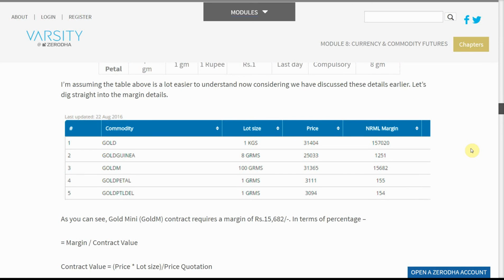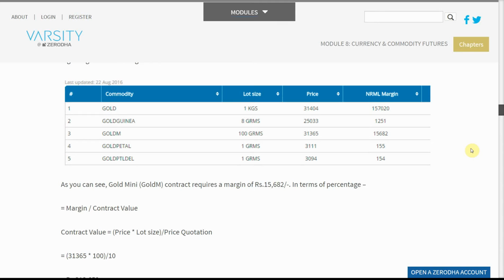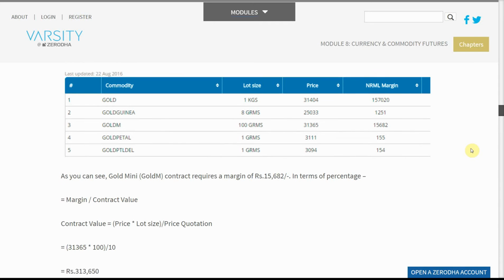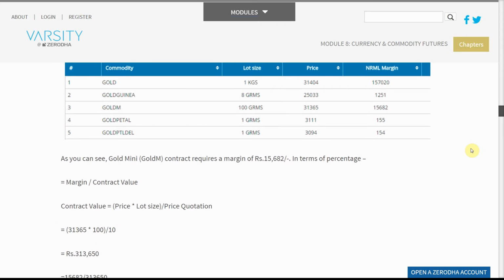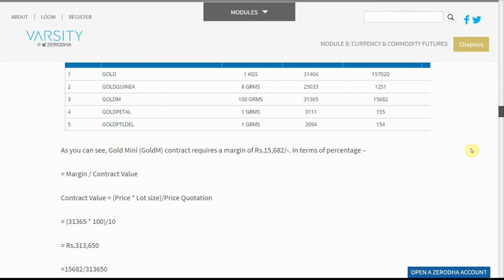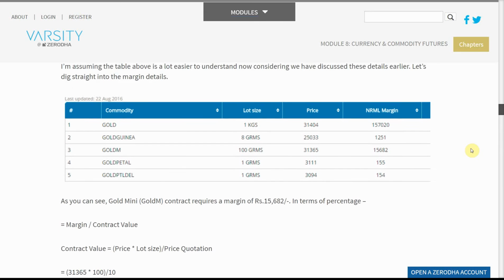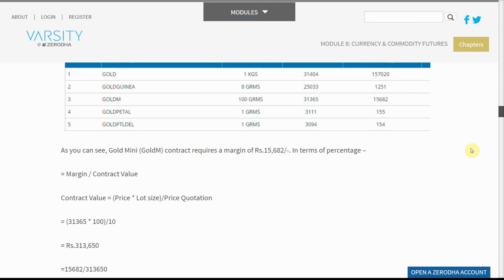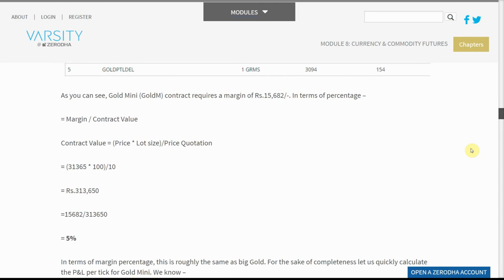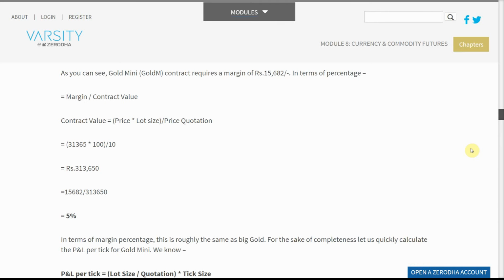As you can see, the Gold Mini contract requires a margin of 15,682 rupees. In terms of percentage, it equals margin divided by contract value. Contract value equals price quotation times lot size, which equals 31,365 * 10 equals 313,650 rupees. So 15,682 / 313,650 equals 5%. In terms of margin percentage, this is roughly the same as big gold.